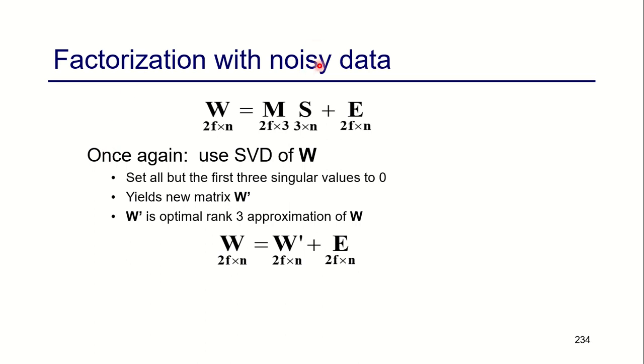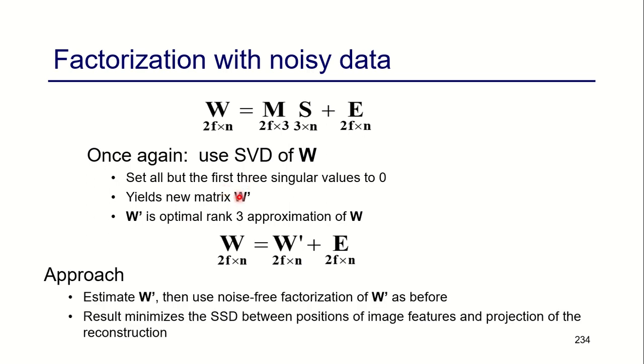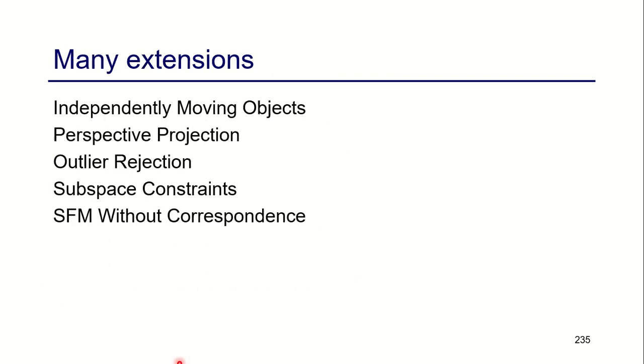So factorization with noisy data means you add an error factor to the actual equation, and your error factor is 2f cross n. Once again you use the SVD of W. Set all but the first three singular values to 0, which will lead to a new matrix W dash, having a rank 3 approximation of W. So the final value of W will include the error factor also. You estimate the W dash, then use noise-free factorization of W as in the previous technique without noise. The result minimizes the SSD between positions of image features and projection of the reconstruction.